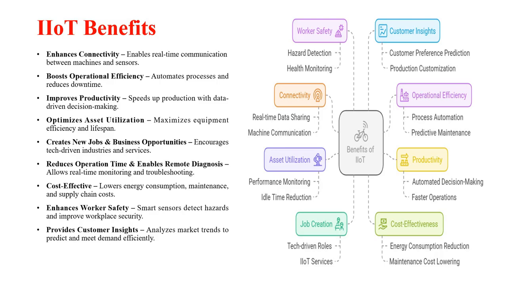And the predictive maintenance, it will prevent the downtime and enhance the system reliability. Then it improves the productivity, where it speeds up the production with automated and data driven decision making and reduces the manual intervention, leading to faster and error free operations. And it optimizes the asset utilization, where it will monitor and manage machinery performance for maximum efficiency, and it will reduce the idle time and increase the lifespan of industrial assets.